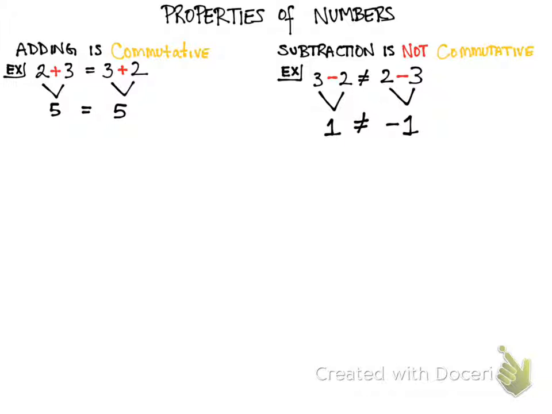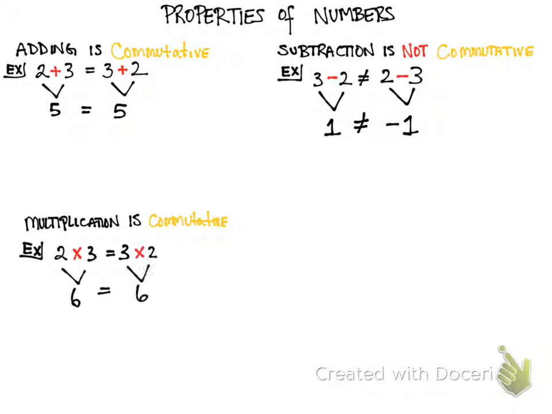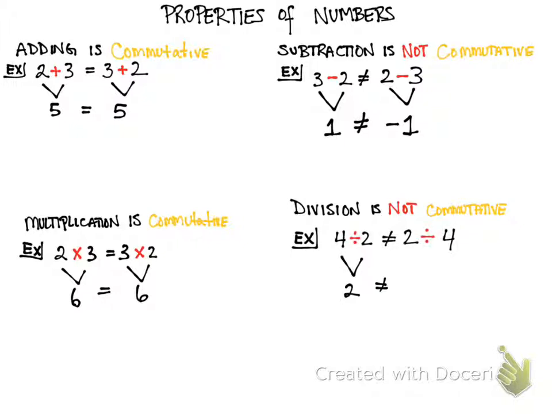We also saw that multiplication, which is repeated addition, is commutative, like addition. So multiplication is commutative. For example, 2 times 3, which is 6, is the same thing as 3 times 2. But division is not commutative. For example, 4 divided by 2, which is 2, is not equal to 2 divided by 4, which is 0.5.